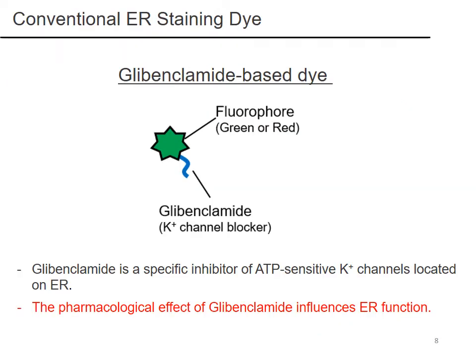The most well-known conventional method for ER staining is glibenclamide-based dye. Glibenclamide is a specific inhibitor of ATP-sensitive potassium channels and an FDA-approved drug for diabetes. Because ATP-sensitive potassium channel receptors are numerous on the ER, glibenclamide-based ER dyes can visualize ER structures. However, the pharmacological activity of glibenclamide negatively affects potassium channel function and changes the potential balance in the ER.